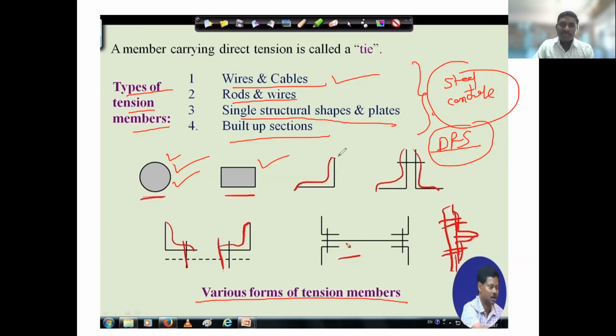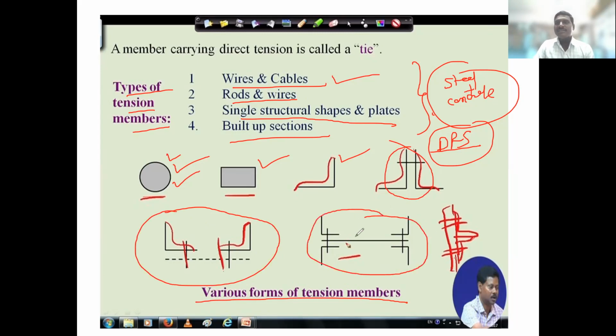Then we are providing angles as a steel member. Then we can provide double angle sections as a tension member. Also here we can provide the built-up section as a tension member. Here also 4 angles we can provide.